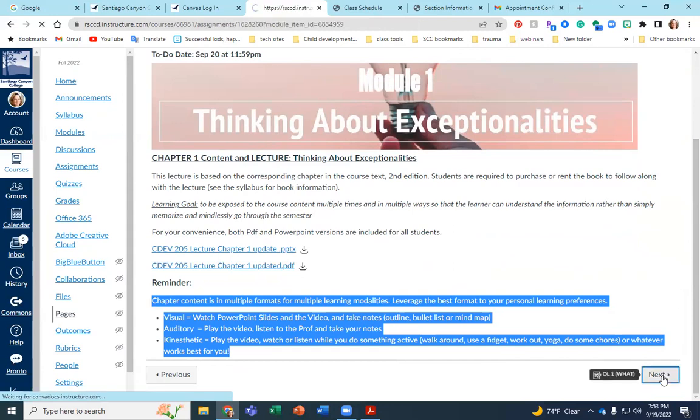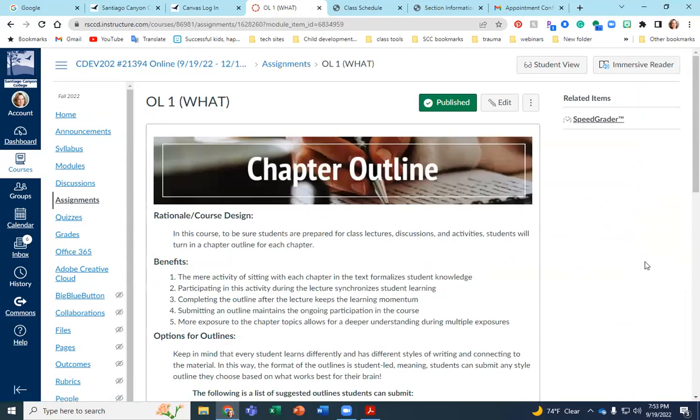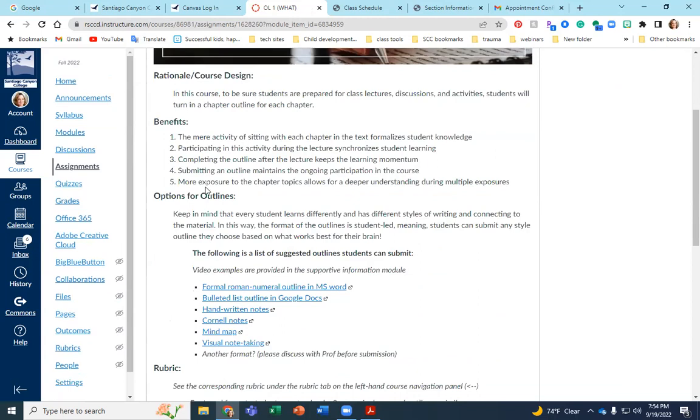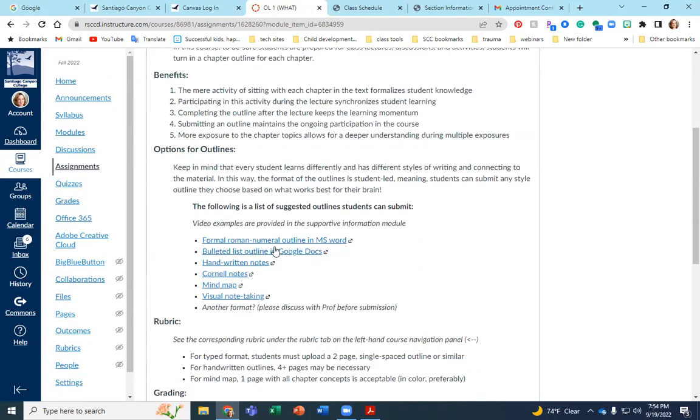It's super awesome. So this is what an outline looks like, outline or notes. Okay, and I call this the what, so what, now what format. So outline is like what are we learning, right? Super basic, okay? I put the benefits and options, okay?